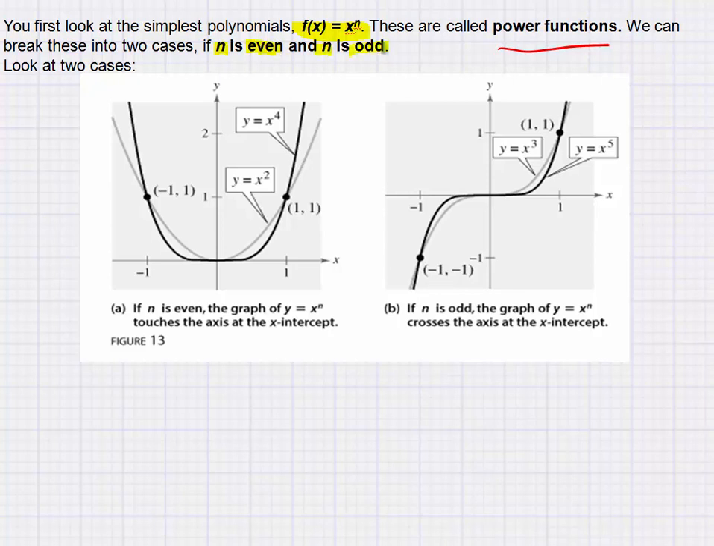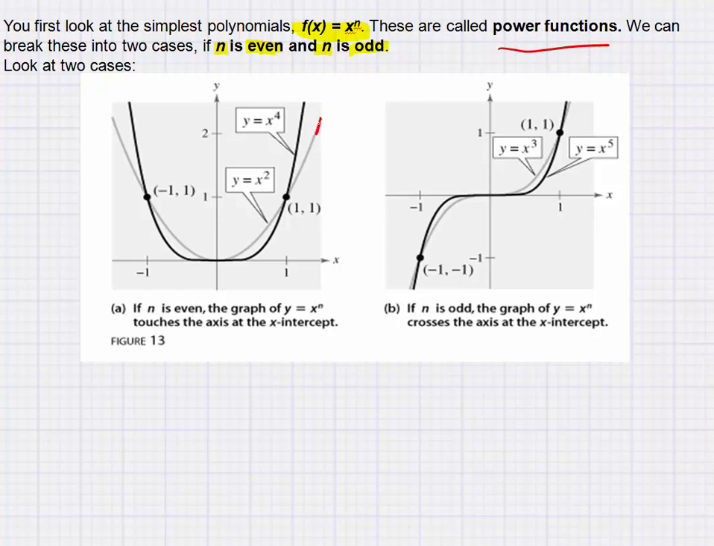So the idea is we break these into two groups, the even powers and the odd powers. All the even powers look the same, all the odd powers look the same. So x squared, x to the fourth, or x cubed, x to the fifth, they're in two categories. So all your even powers look like the parabola x squared.